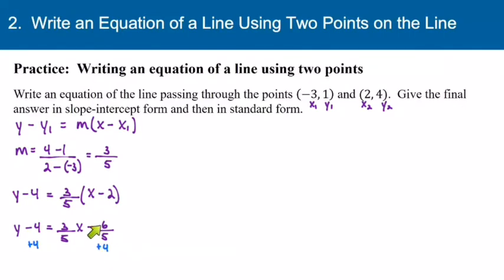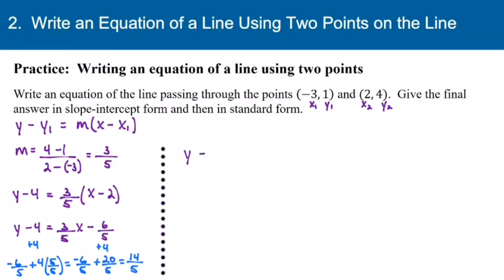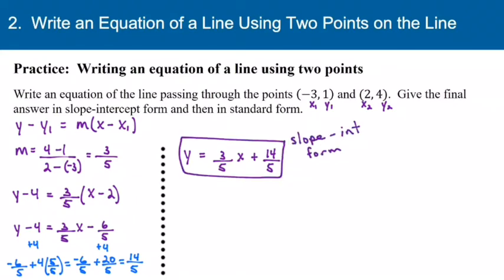So because this is a fraction plus a whole number, I really can't do it mentally, but I'll just come over here and jot it down as scratch work. So negative 6/5 plus 4, I'll need a common denominator, so I multiply that 4 by 5/5. That gives me negative 6/5 plus 20/5. Negative 6 plus 20 is positive 14. So I end up here with positive 14/5. So now I have as my slope-intercept form y equals 3/5 x plus 14/5. And that is our slope-intercept form.